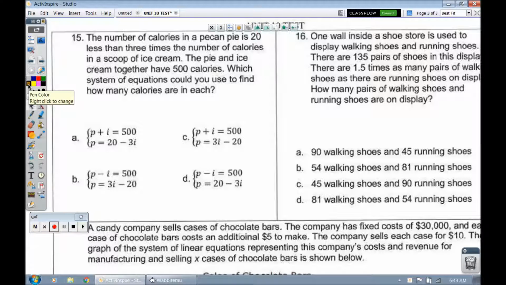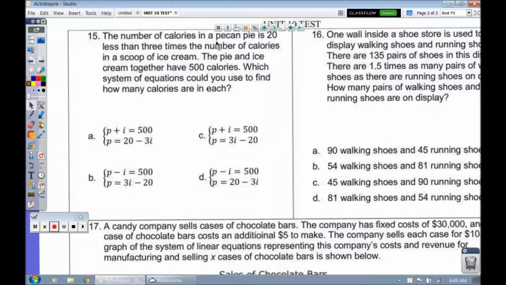15, the number of calories in pecan pie. We're going to use the letter P for pecan pie. So the number of calories, so P means equal, 20 less than. Less than means, I'll give you a kid-friendly definition here, to subtract backwards. Do not do this. 20 less than 3 times the calories of ice cream.